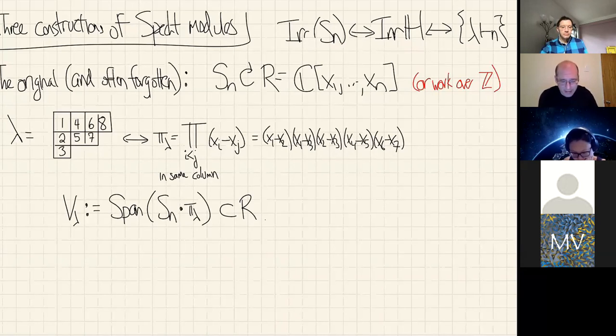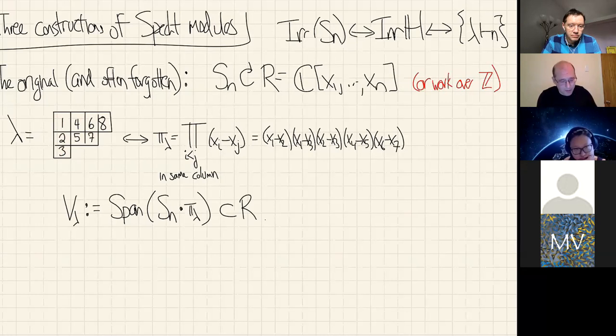You have the symmetric group acting on a polynomial ring in n variables. And to a partition, I can associate any tableau whatsoever that you want. I just did the standard column reading tableau, 1, 2, 3, 4, 5, 6, 7, 8. A tableau is where you put numbers in the boxes. And then you take the product of all x_i minus x_j for all things in the same column. So x1 minus x2, x1 minus x3, x2 minus x3, x4 minus x5, x6 minus x7. And we'll call this pi lambda, or really pi sub t, it depends on your tableau, but for the standard column reading tableau, that's fine.